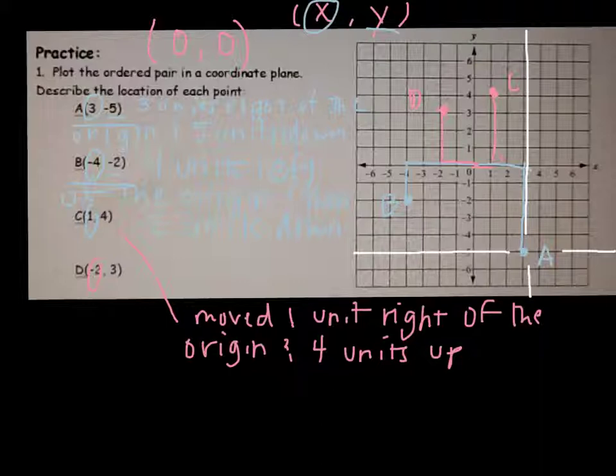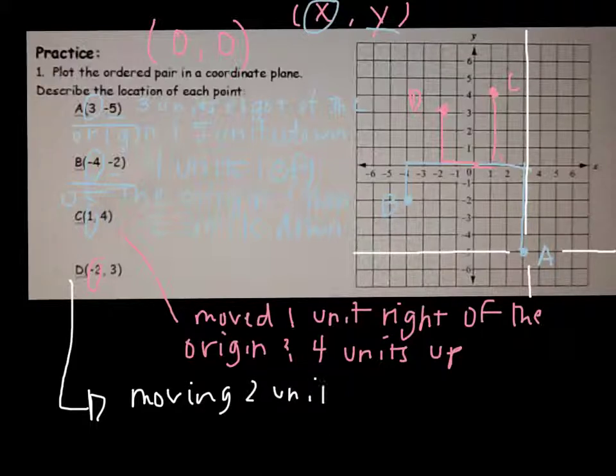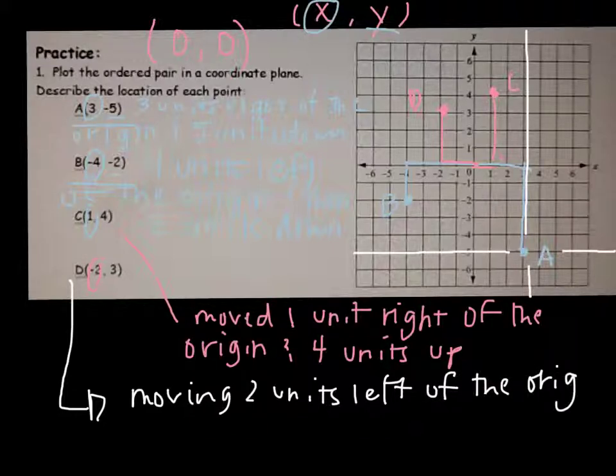So let's do our last description. For D, I found my spot by moving 2 units left of the origin, and then I moved 3 units up.